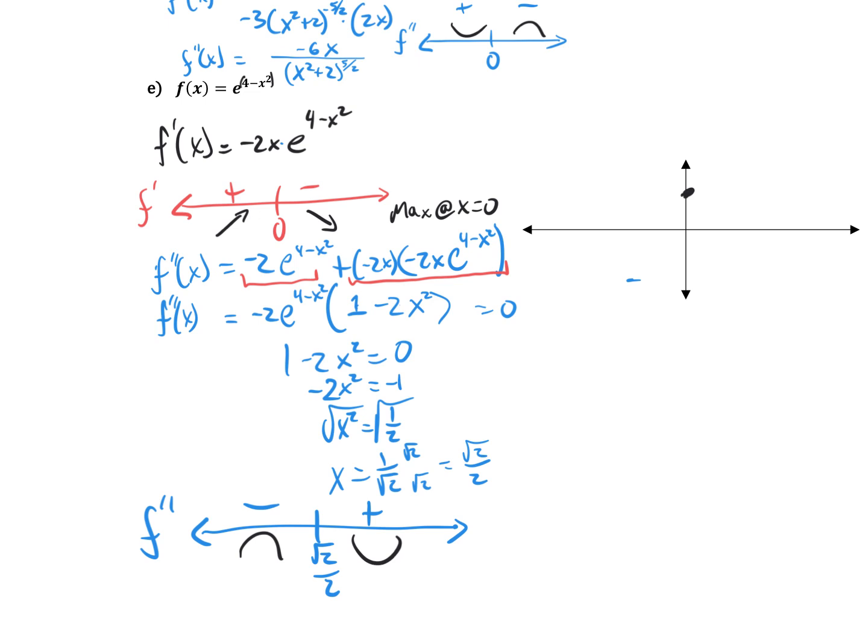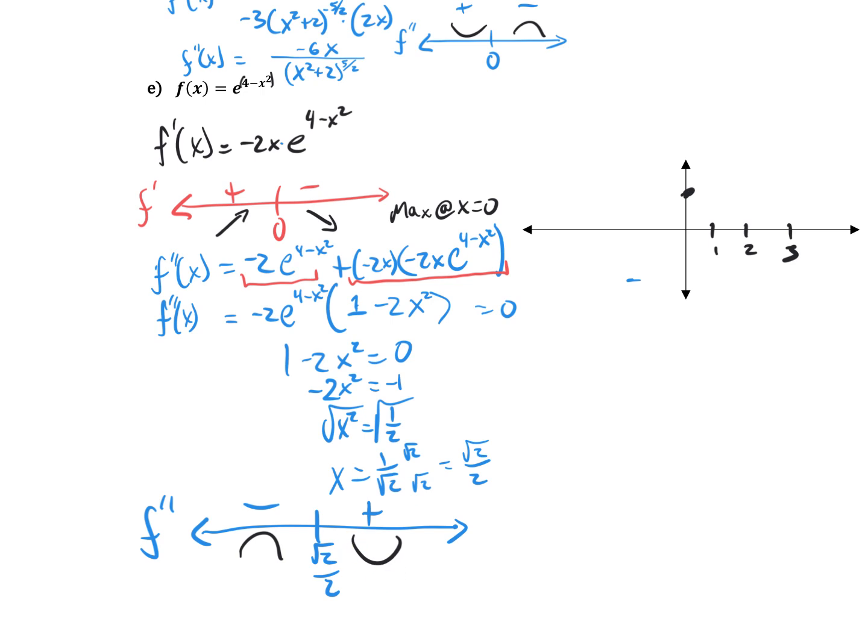Okay, but all right, we got that. So what's going on? Well, at square root of 2 over 2, we've got an inflection point. Again, that's about 0.7. That's like 1.4 divided by 2. So we're going to have an inflection point here. We know it's decreasing and concave up.